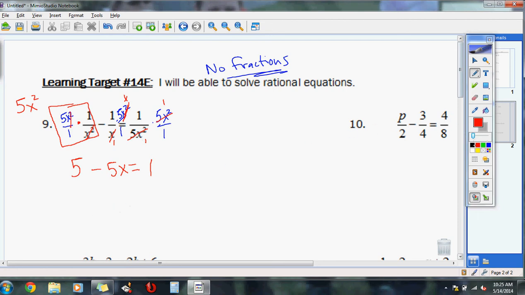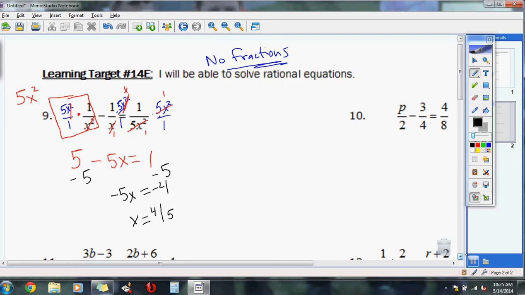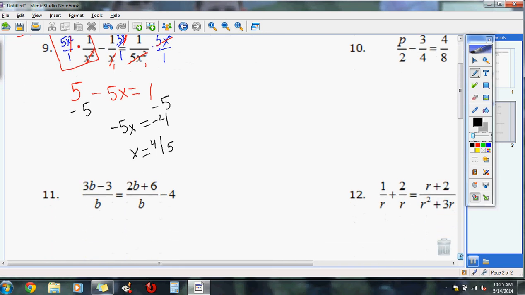All right, so now solving the problem, we want to subtract 5 from both sides. And then we want to actually have negative 5x equals negative 4. Divide both sides by negative 5. You're going to get 4/5 is the answer to this problem. Again, a fraction at the end is okay. Just notice how they all were gone after the first step.